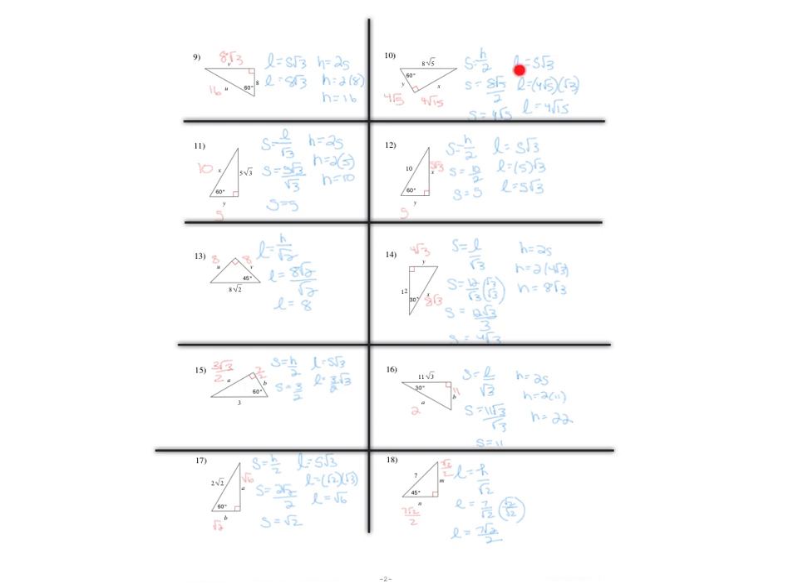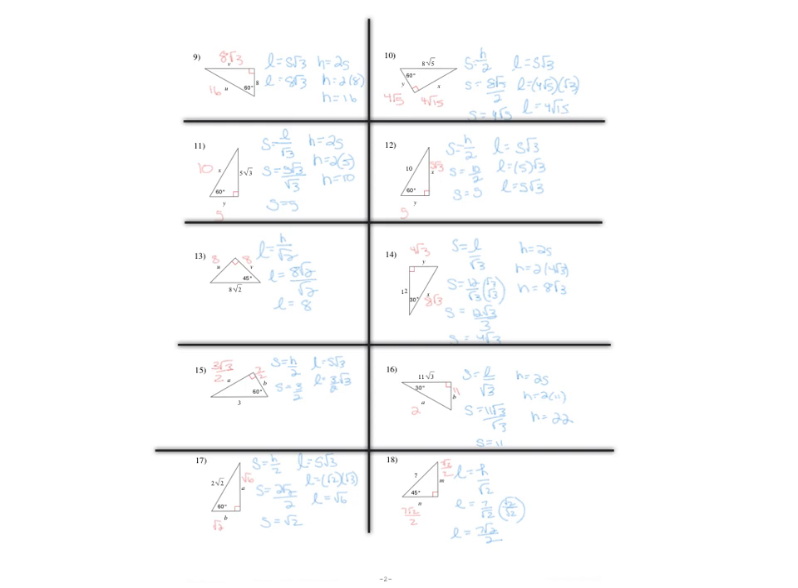I then need to find the long side, which is equal to the short side times the square root of 3. The short side was 4 times the square root of 5, and when we multiply that by the square root of 3, that is going to give us 4 times the square root of 15.